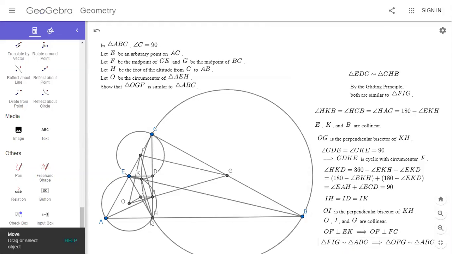So any other questions on that? Does that make sense? All right. Yeah, the collinear part was good. Yeah, once we know O, I, and G are collinear, yeah, that was key. Yeah, it's done.